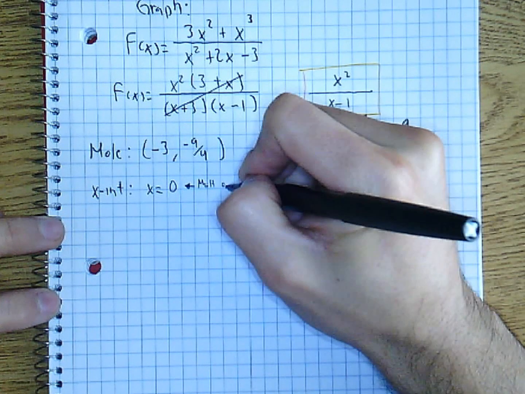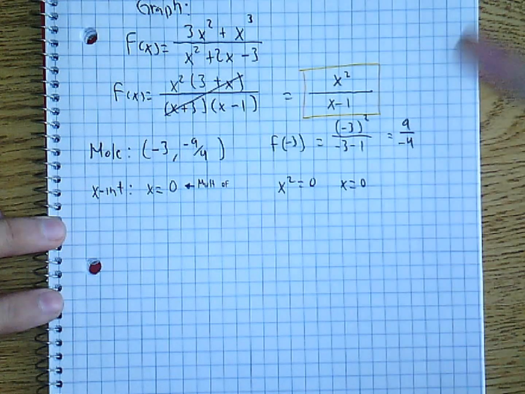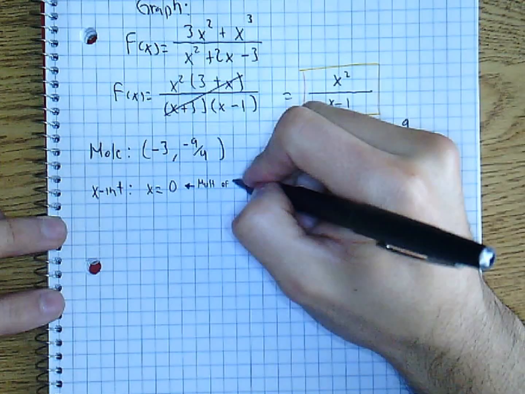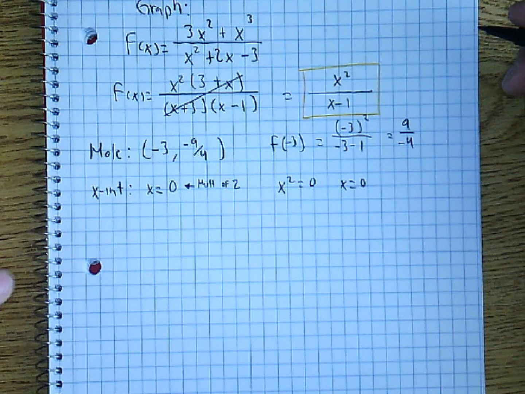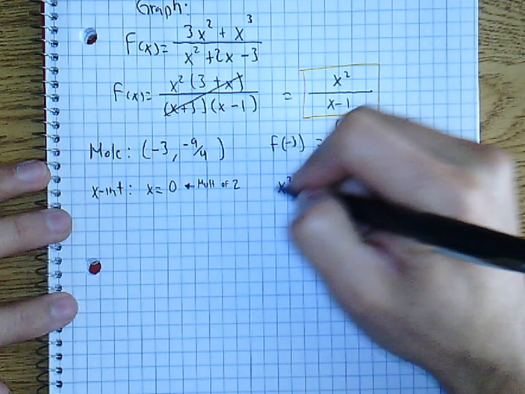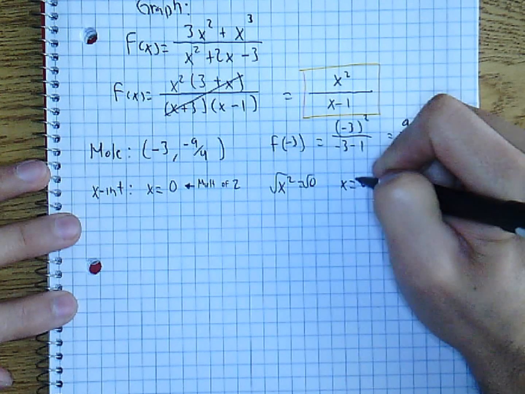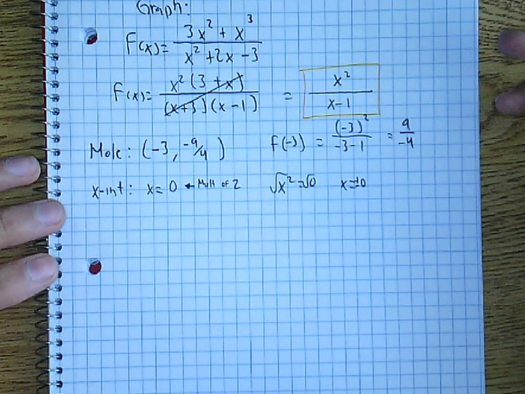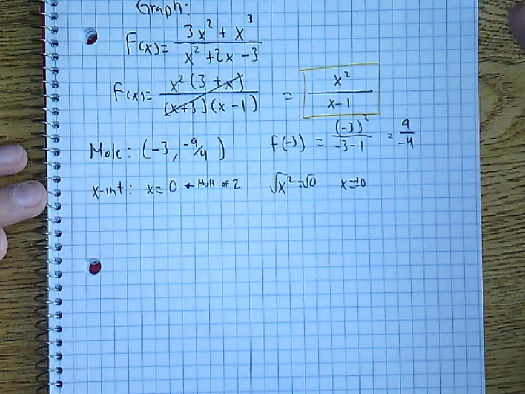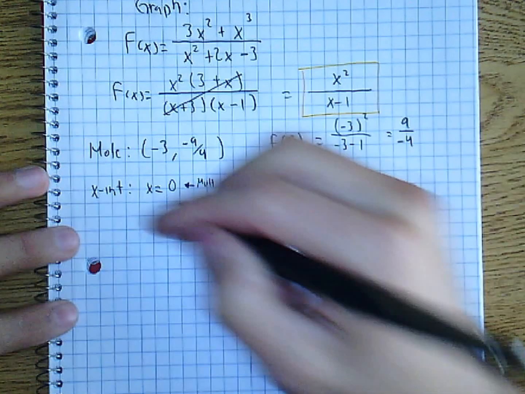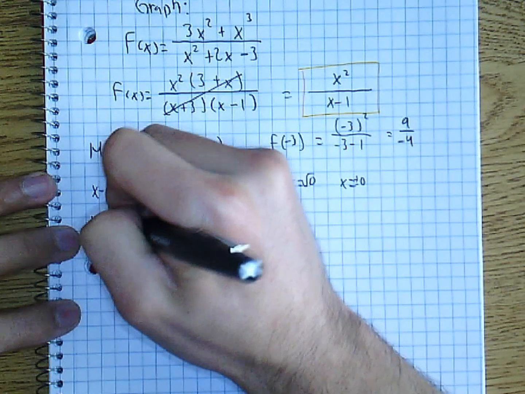Y equals what? 0. Good. If you plug in 0, 0 squared is 0. 0 minus 1 is negative 1. 0 divided by negative 1, still 0. Okay. Vertical asymptotes. Do we have any? Yep. X equals 1. Very good.